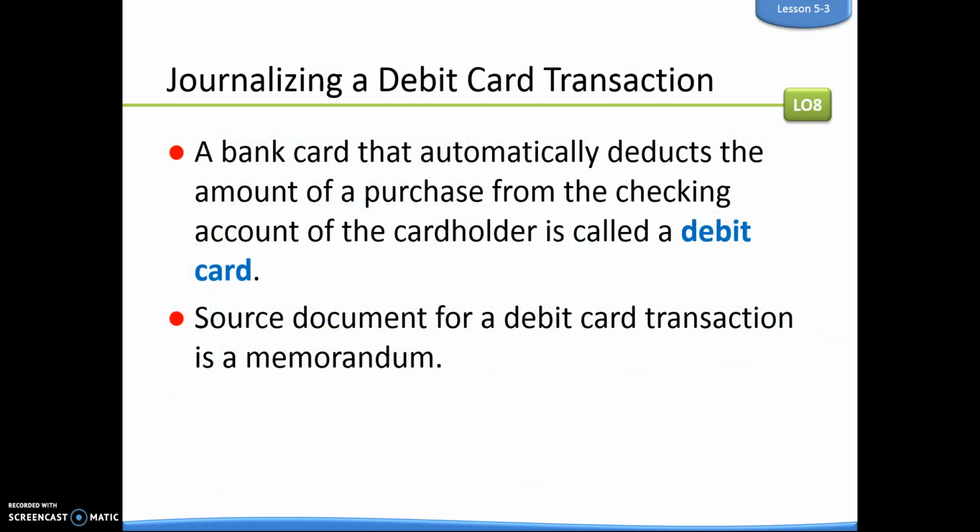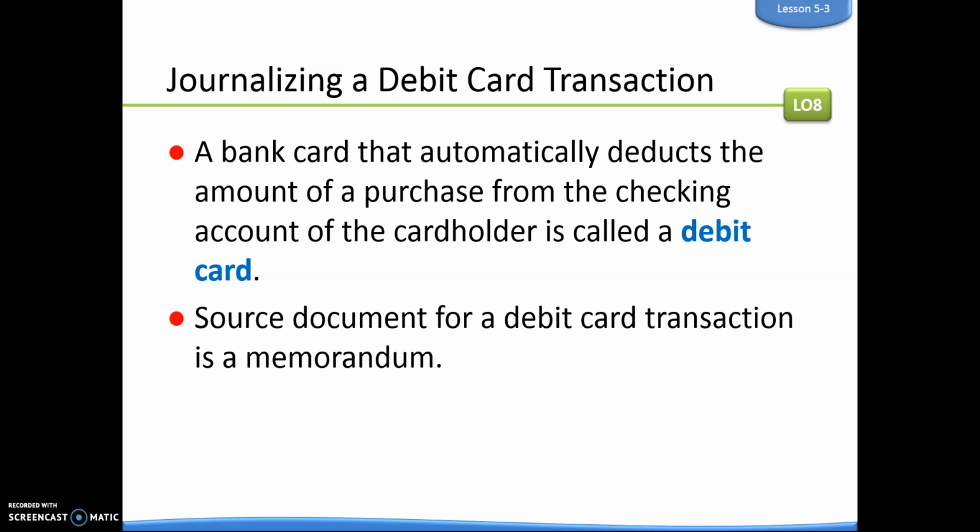And then our last type of transaction we're going to talk about in this section is using a debit card. So remember that debit cards are cards that you get from your bank, and they automatically deduct the amount of a purchase from your checking account. Okay, debit cards and credit cards are different. If you don't know the difference between those, take personal finance because we talk about that all the time. But a debit card comes out of your checking account.